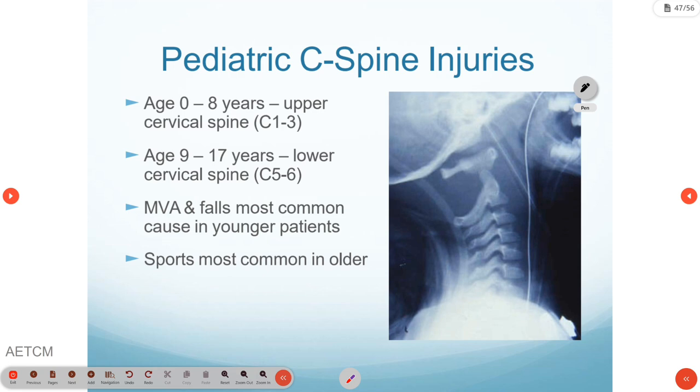This is on the basis of age group, which affects at which levels. If it is between 0 to 8 years, your upper cervical spine, that is C1 to C3, will be affected. If it is between 9 to 17 years, your lower cervical spine, that is C5 to C6, will be affected. The most common mechanism is road traffic accidents and falls. And in older children, the most common mechanism is sports.